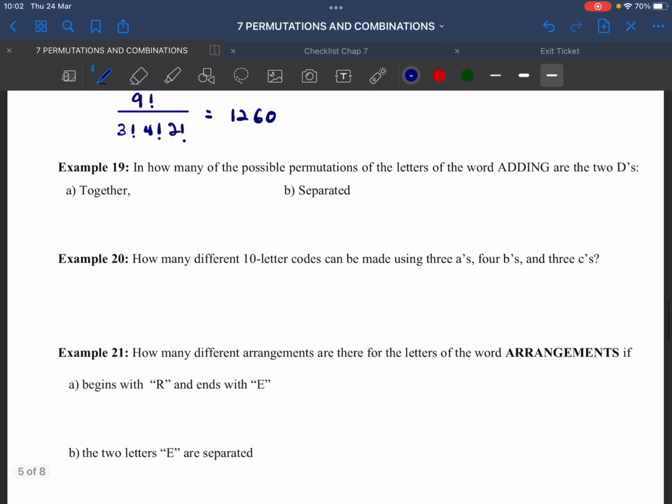Okay, so now lain sikit. In how many ways of the possible permutation of the letters of the word adding are the 2 Ds? So now the focus is on Ds. Okay, D kat sini. So 2 Ds are together. Okay, 2 Ds are together. So kalau kita susun dekat sini, kita ada 1, 2, 3, 4, 5, 6.